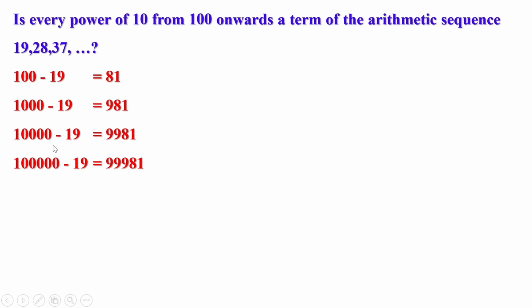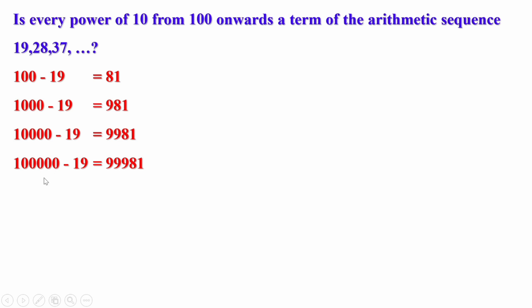When you take 10 raised to 4 minus 19, there are 4 digits. The last 2 digits are 8 and 1 and the remaining are 9s. When you take 10 raised to 5 minus 19, there are 5 digits. The last 2 digits are 8 and 1 and the remaining digits are 9s. And we have seen that all these powers are terms of this sequence.